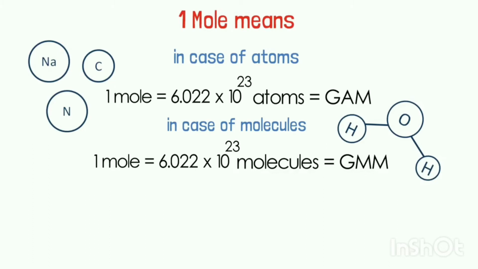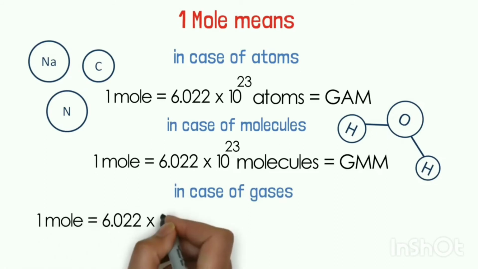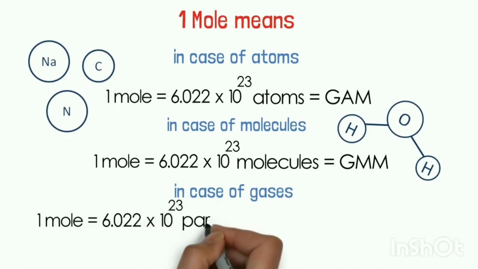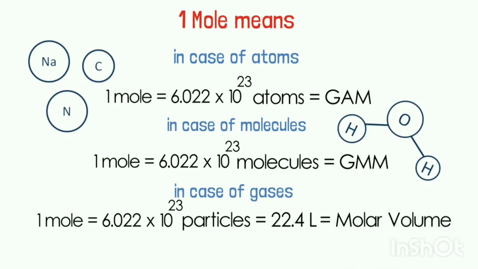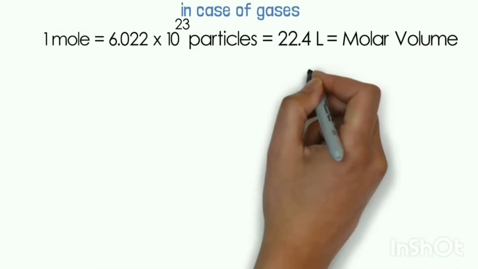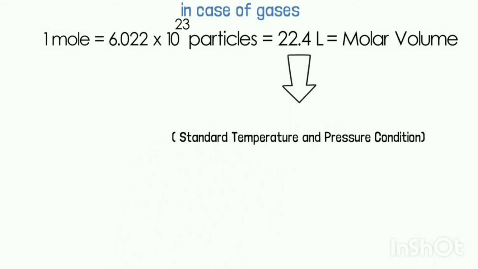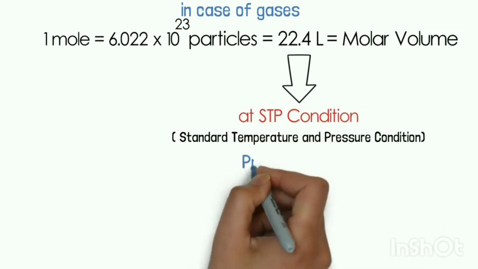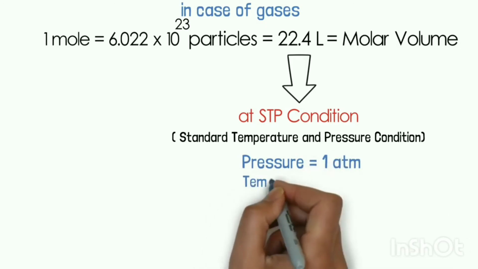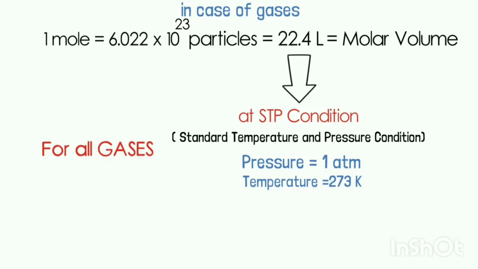If there is a gas, 1 mole equals 6.022 into 10 raised to power 23 particles of gas, and its volume is always equal to 22.4 liters, or you can say molar volume. I think every one of us knows that by changing pressure and temperature, volume of gases can be changed. So these calculations are done only at STP condition, that is standard temperature and pressure conditions, where standard pressure is 1 atmosphere and standard temperature is 273 Kelvin. No matter what gas we are talking about, 1 mole of any gas is equal to 22.4 liters at STP.